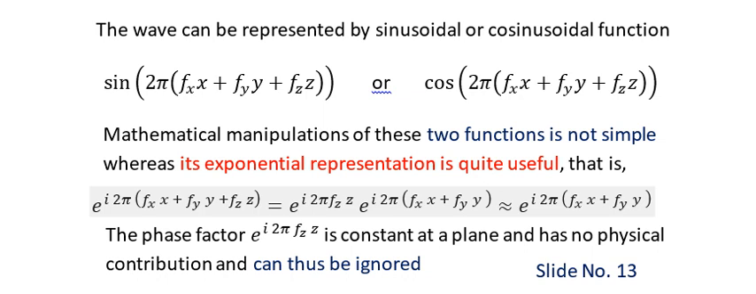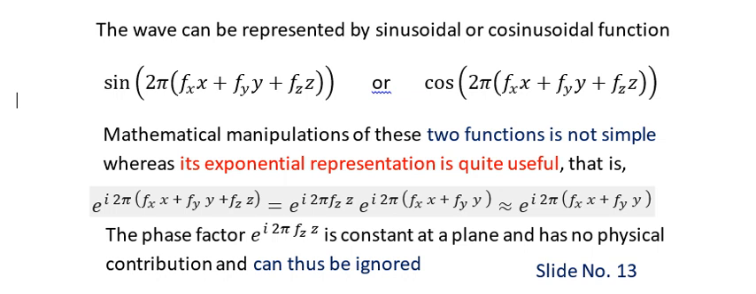But remember that whenever we write any real component in the exponential form, just for the sake of mathematical simplification, we are actually considering the real part of this exponential quantity. Remember that if we expand e to the power iota 2 pi into something, that will be equal to cos of 2 pi into something plus iota into sine of 2 pi into something. So if we consider the real part, we shall get cos of 2 pi into fx x plus fy y.